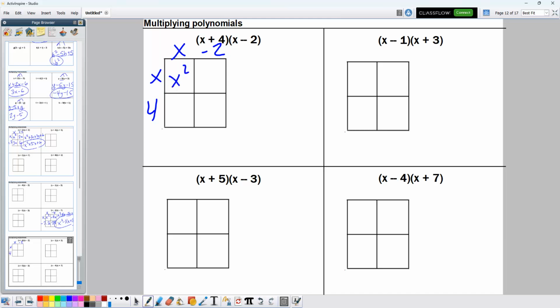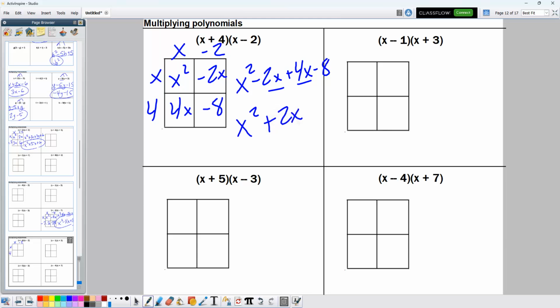And I've got x squared. This would be negative 2x. This would be 4x. And this would be negative 8 right there. X squared minus 2x plus 4x minus 8. Combine my like terms right there. X squared plus 2x minus 8 is my final answer.